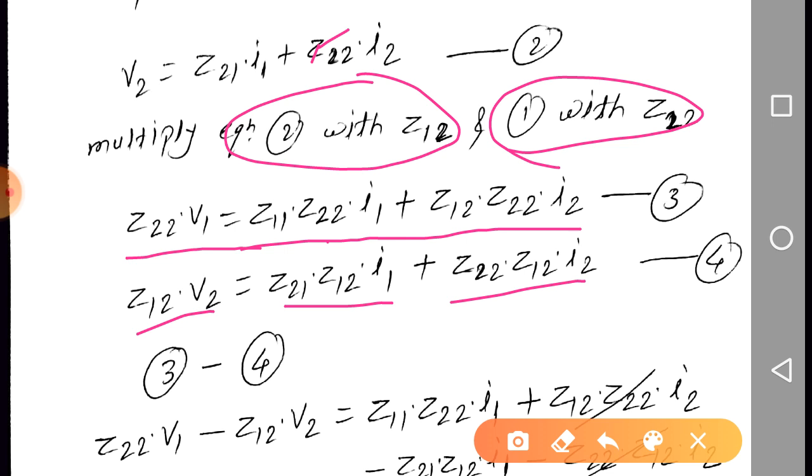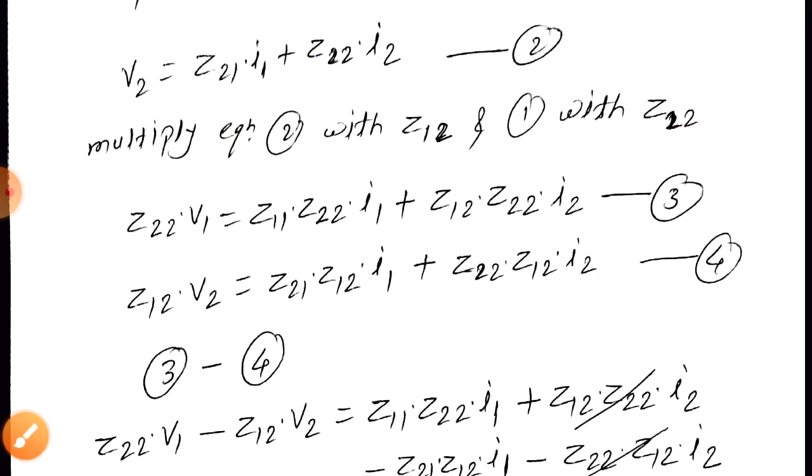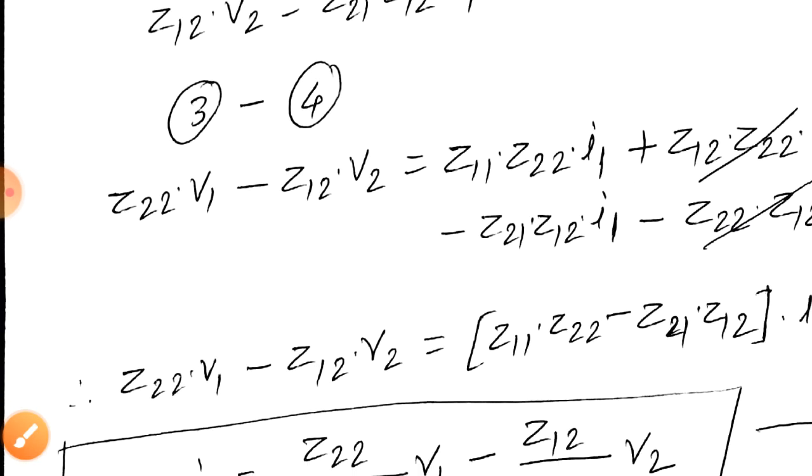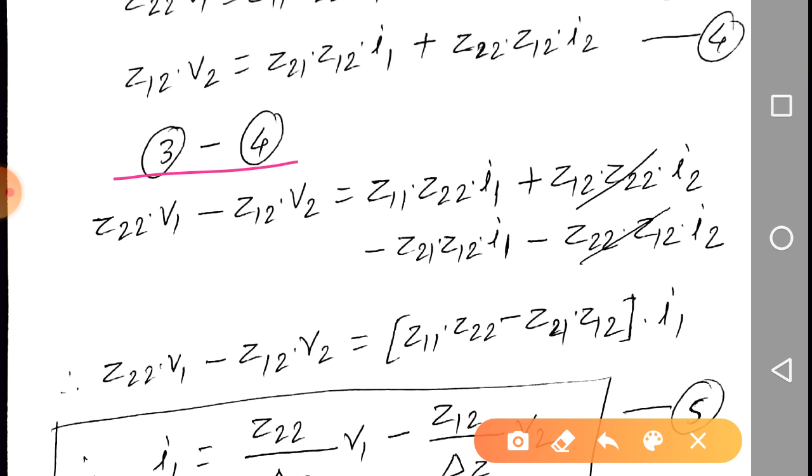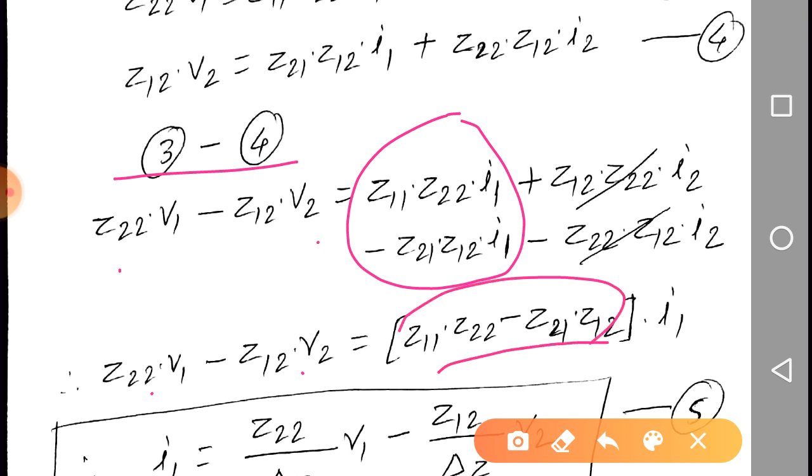Now we are getting equations 3 and 4. If you check equations 3 and 4, the coefficient of i2 is z12 into z22 in both. Now if we subtract equations 3 and 4, the i2 term will get cancelled. So we will get z22 into v1 minus z12 into v2 is equal to, after that we can take i1 common from these two terms. Now recall this term is z11 into z22 minus z21 into z12. It is like the determinant of the z parameter matrix.